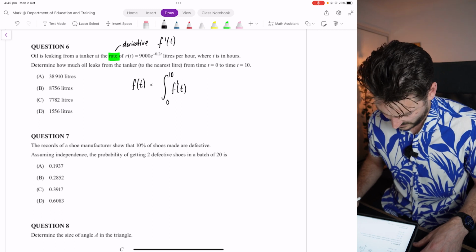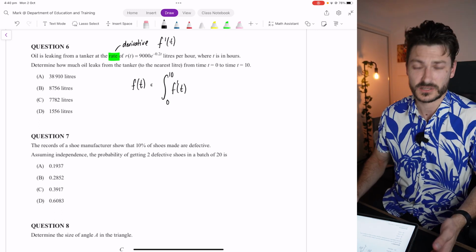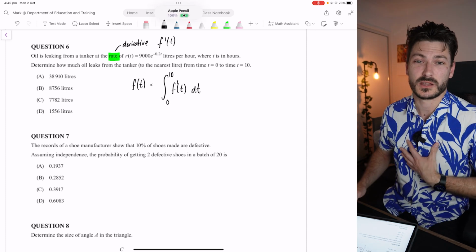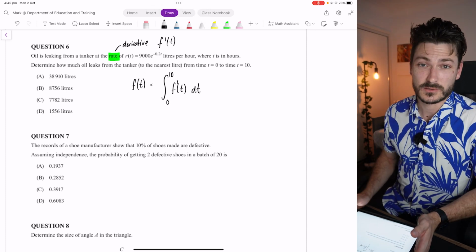10 hours? Is it hours, minutes? Hours. Okay, so 0 to 10 hours dt. And I'm going to purely set that up in the calculator, not do any integration by hand. So let's go ahead and do that.